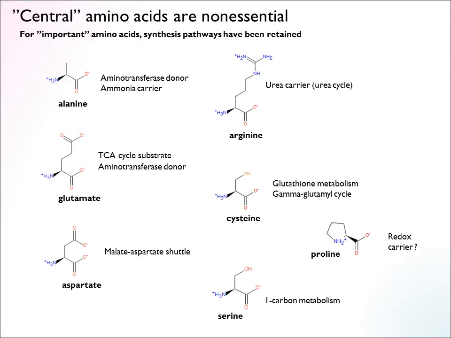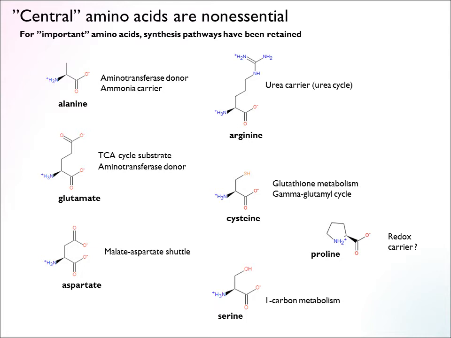Glutamate is very close to a TCA cycle substrate, also a major aminotransferase donor. Aspartate is part of an important shuttle in central metabolism called the malate aspartate shuttle. We'll look at this a bit more closely in a minute. Arginine is part of the urea cycle. We'll look at that a little bit also.